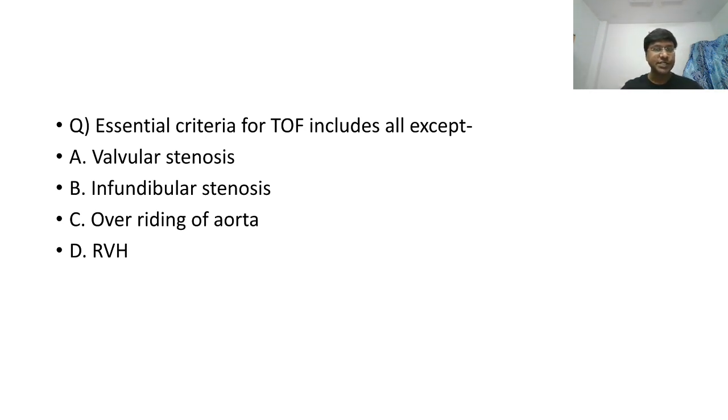So essential criteria for TOF includes all except. Very good, Vinay Yadav and Raghu Verma. The answer is the valvular stenosis. Yesterday I was discussing that tetralogy of Fallot means there should be 4 important criteria.